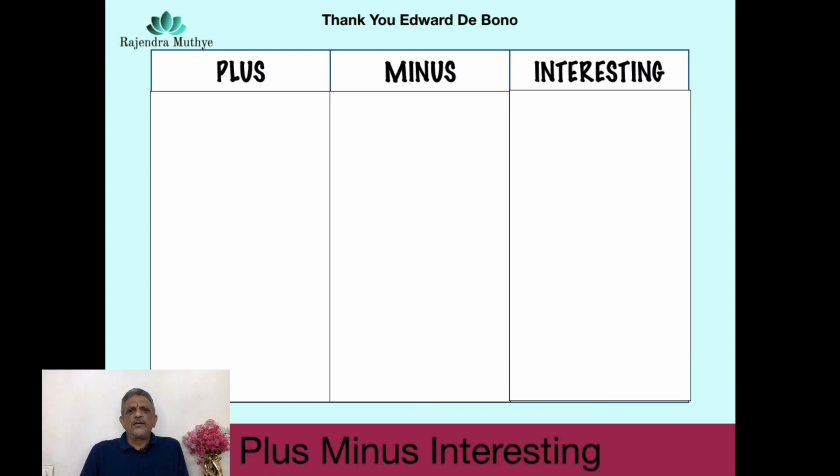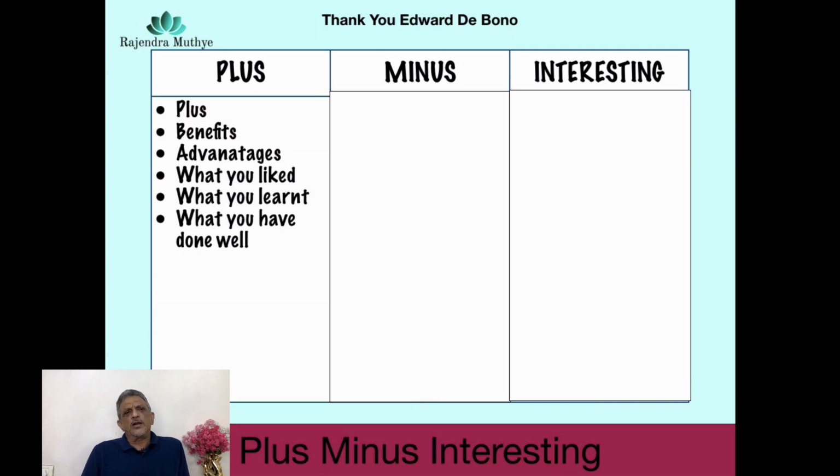In that particular situation you are in, write down under the column plus what the benefits are, what the advantages are, what you liked about it. If you are in school or college, what did you learn, or if you are in a training, what did you learn about it. What would you have done well? If you have given an exam, what would I have done well in that exam? So all the plus and the benefit parts.